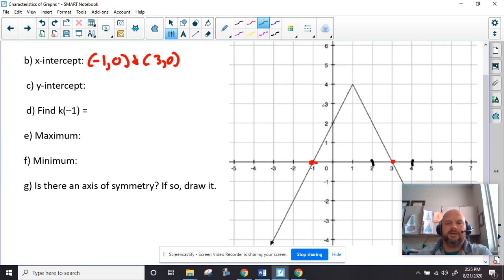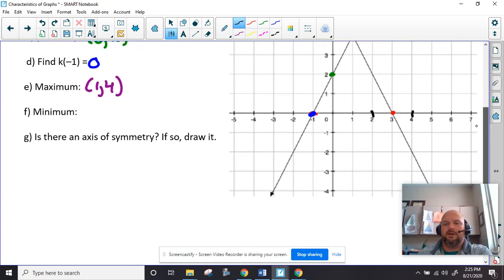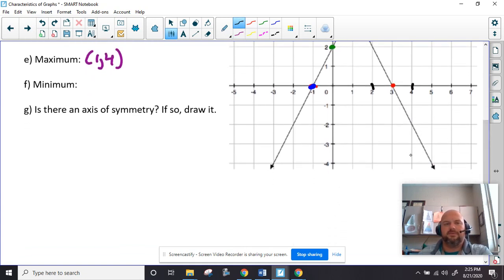All right, our y-intercept, where's it cross the y-axis? Well, right here, 0, 2. K equals -1. So I go to -1. It's right there. It doesn't go up nor down. So it's 0. All right, our maximum, our highest point is actually going to be right here. Our maximum is actually going to be 1, 4. And our minimum, if we look at our graph, it keeps going on forever in the negative direction. So it's negative infinity.